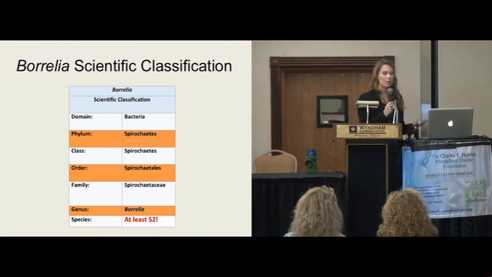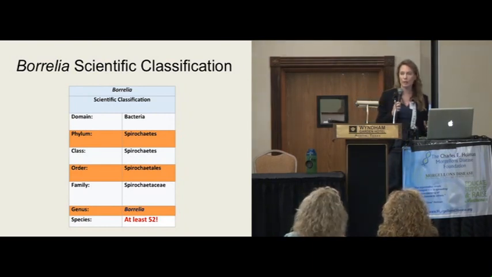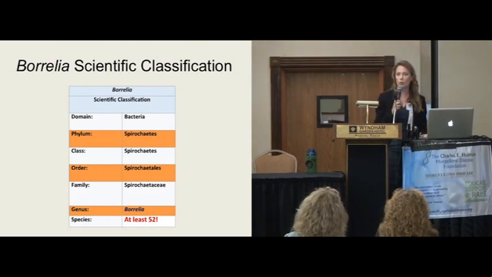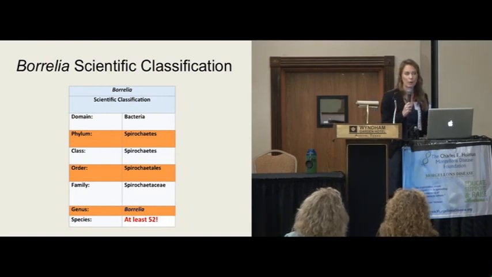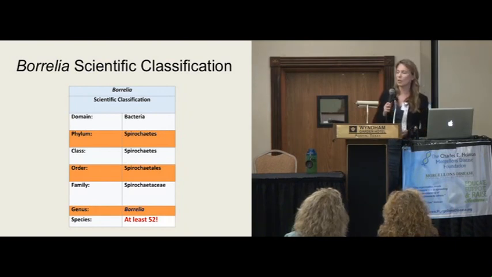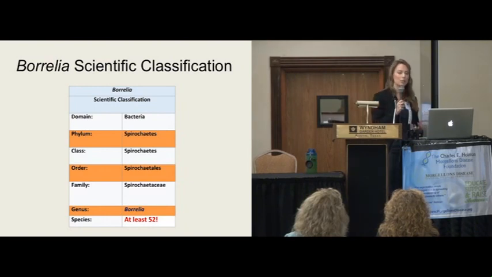Now, as far as the species goes, when we talk about species, we're talking about Burgdorferi, Hermsii, Miyamotoi. These are all different species of Borrelia bacteria, and there are at least 52 species of Borrelia bacteria. So when we think about testing moving forward, the testing does not always pick up all these different species, and a lot of these species cause very overlapping symptoms to Lyme disease, and I'm sure a lot of you may have a species that's just not detectable by testing.